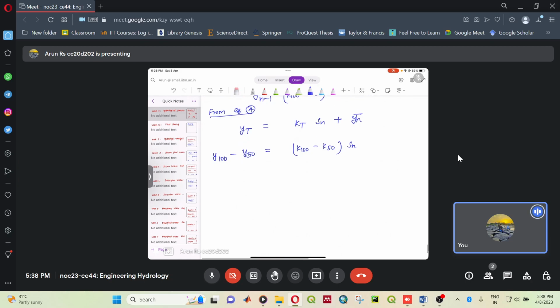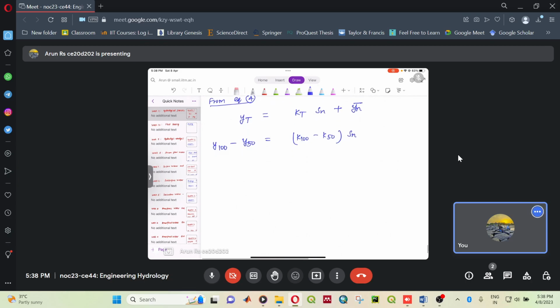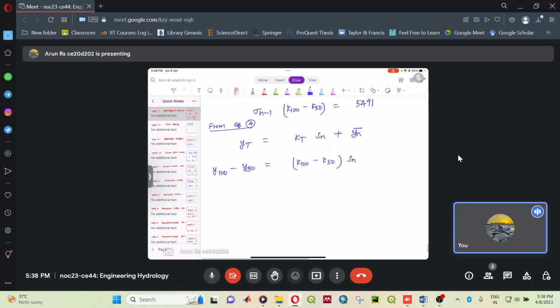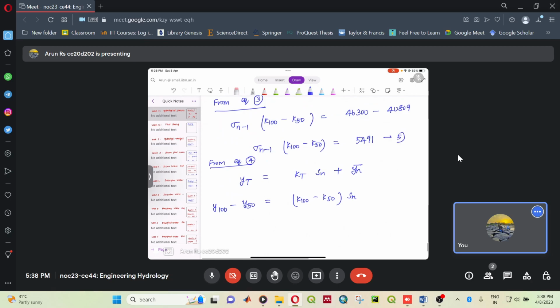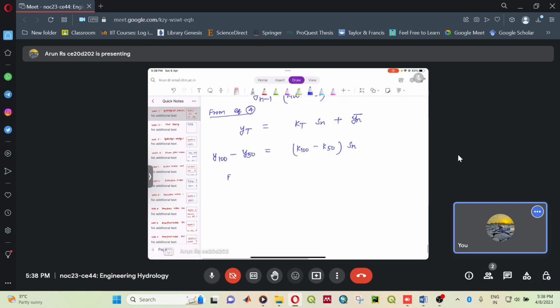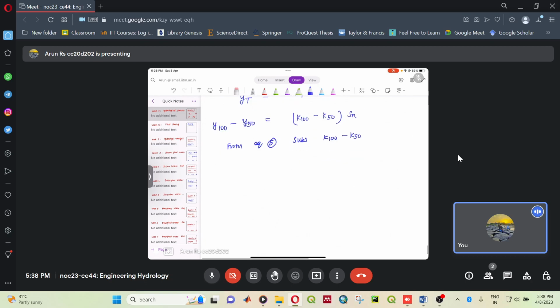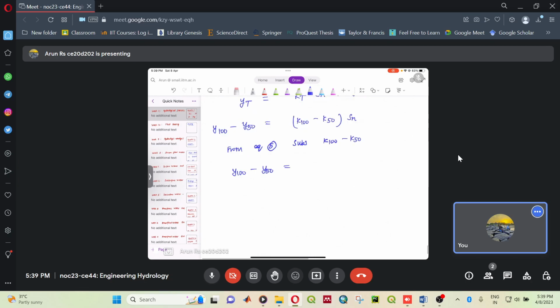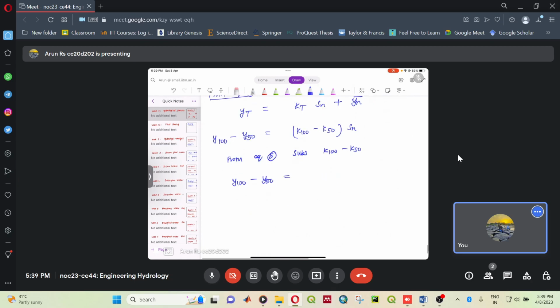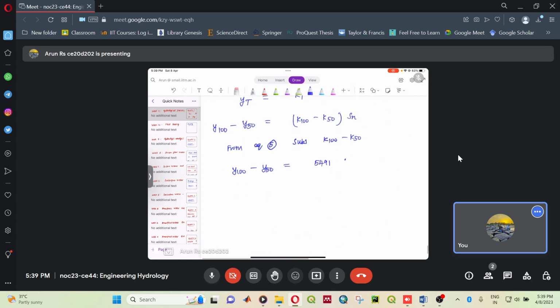And from this I can write k100 minus k50, we can substitute. So from equation 5, substitute k100 minus k50. So y100 minus y50 will be equal to 5491 into Sn divided by sigma n minus 1.